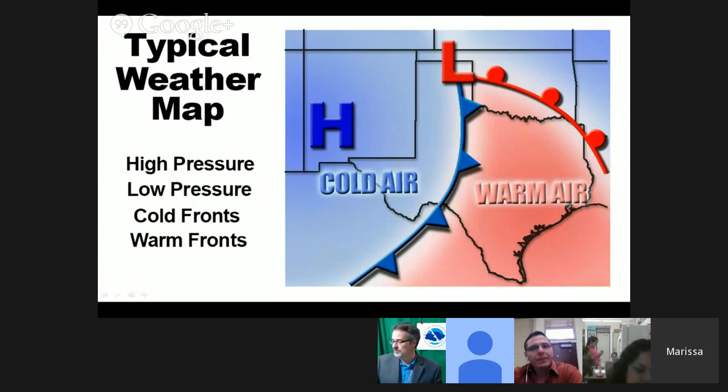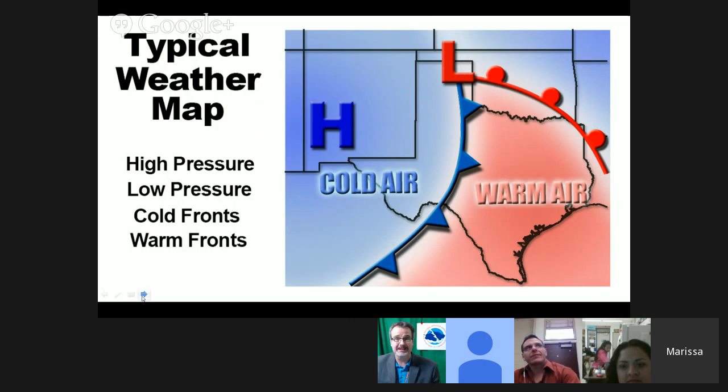So this is basically what your typical weather map's going to look like. You've got a high pressure area where it's colder, a low pressure area closer to the areas where it's warmer. That kind of goes hand in hand with one of the slides we looked at. But notice coming out of the low pressure, we've got a couple of drawn lines here. One is blue with circles, one is red with semicircles. Well, the red with semicircles represents a warm front, and the blue one represents a cold front.